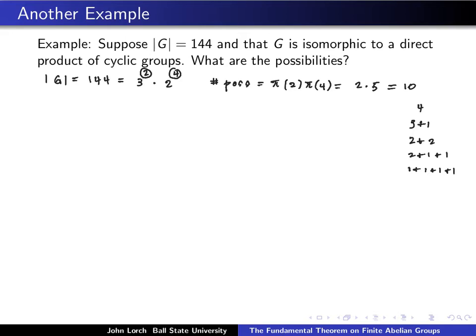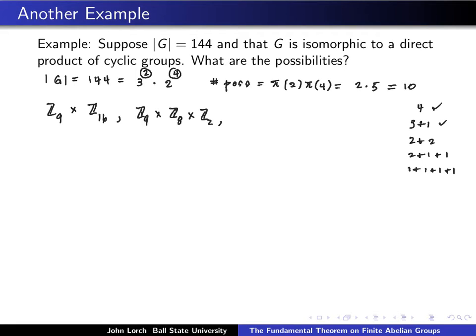Okay, so let's suppose that the first factor is Z9. Then the second factor has to have order 16. So we could first put Z16 here. 16 is 2 to the 4th power. Or we could write Z9 cross Z8 cross Z2. There, in that group, the 8 is 2 cubed, the 2 is 2 to the 1st.